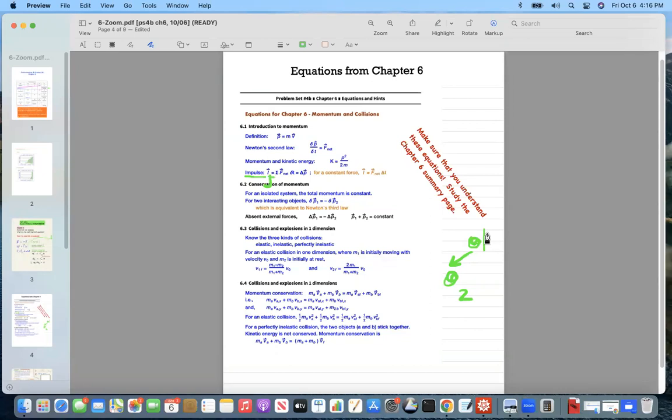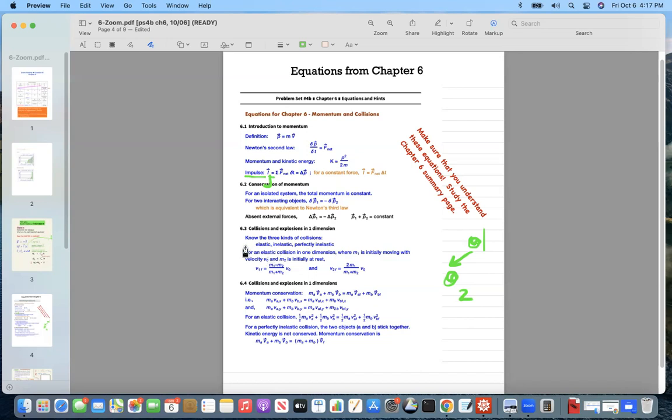And the important understanding is that the total momentum, the momentum before the collision, the total momentum is constant. So the momentum before the collision is the same as the momentum after the collision. And in some problems, that's all you need to know in order to analyze the collision. There are different kinds of collisions: elastic, inelastic, perfectly inelastic.